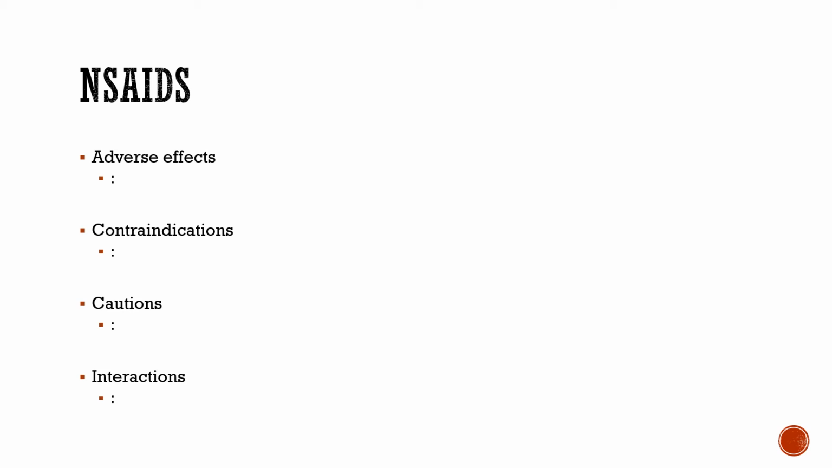Contraindications, again, bleeding, active GI ulcerations. Those we wouldn't want to give an NSAID for. We'd want to be really careful in people with a history of GI bleeding, people with a history of renal dysfunction, or if they have renal dysfunction now, what level is that?